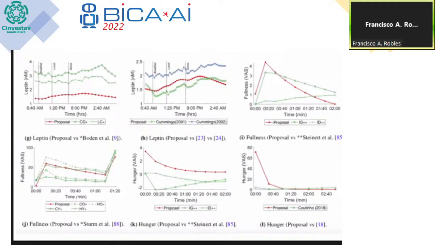The visual analog scale is a personal way of assessing hunger and satiety state through a questionnaire. These types of signals are part of the viscerosensory biomarkers.